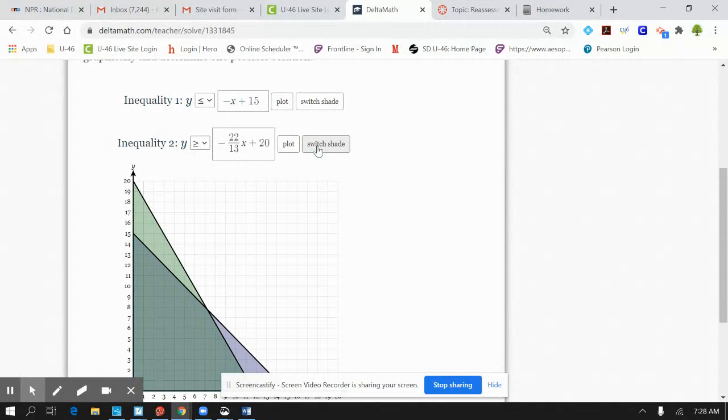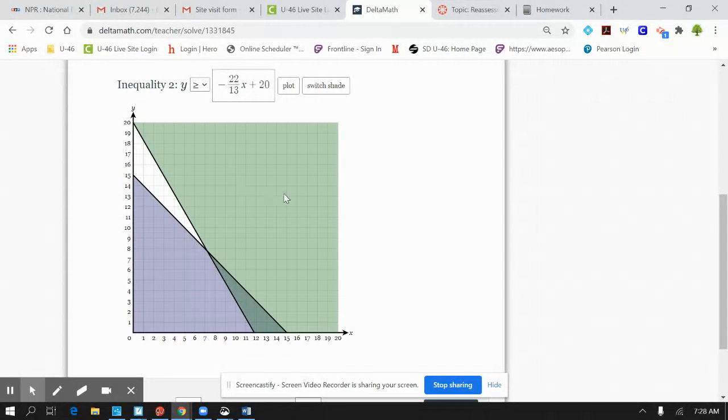So I see the way it's shaded now, it's under that. So all the green, she would be making less than 260. So I switch the shade again, and that's more than 260. Now, I'm sure she would love to make all this money way over here. So if she did 18 hours of tutoring and 20 hours of landscaping, she'd be making more than 260. But it's past this constraint. So she would also be working more than 15 hours.